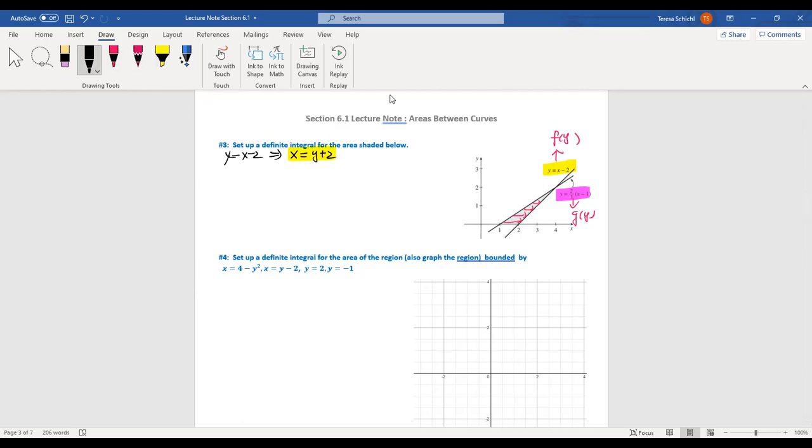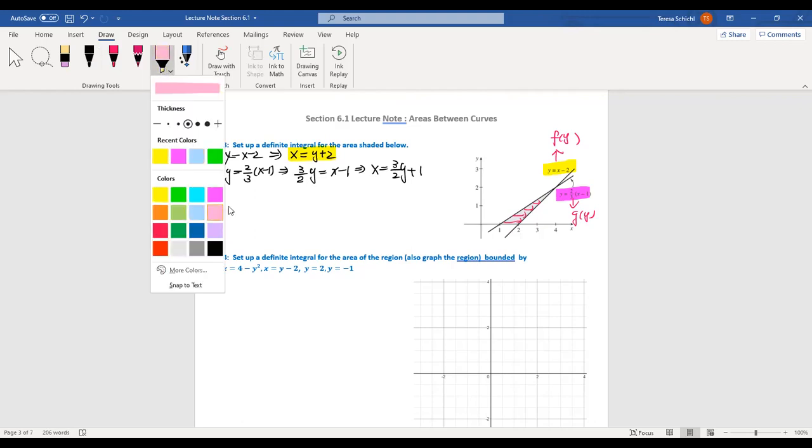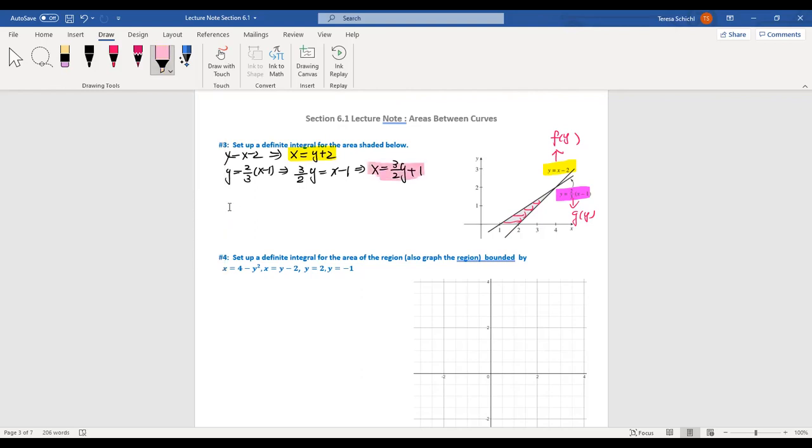Now, the second function here is y equal to 2/3 x minus 1. So that means you need to change x to be a function of y. First I flip the constant, so it's 3/2 y equal to x minus 1. So now I can say x equals 3/2 y plus 1. Clear? Right? So that's why in here I have another function.